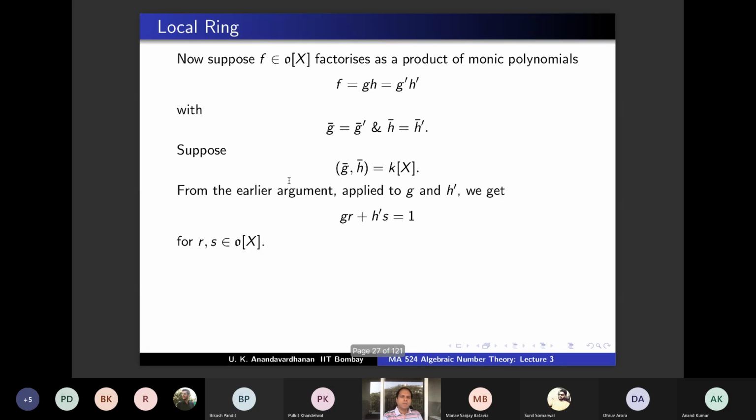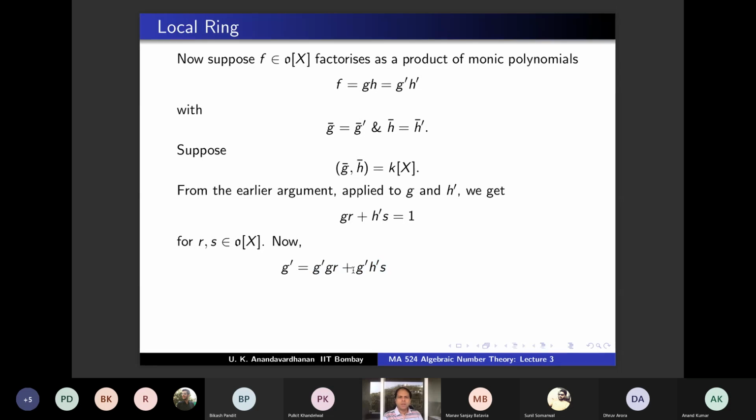So apply to g and h prime, you can write one as gr plus h prime s. This is the previous lemma, previous observation. That degree of r is less than degree of h prime, degree of s is less than degree of g. Maybe I'm not using that. So you will get r and s in ox such that one can be written like this. Therefore, what can you say about G prime? G prime is G prime times 1, so G prime times (GR plus H prime S).